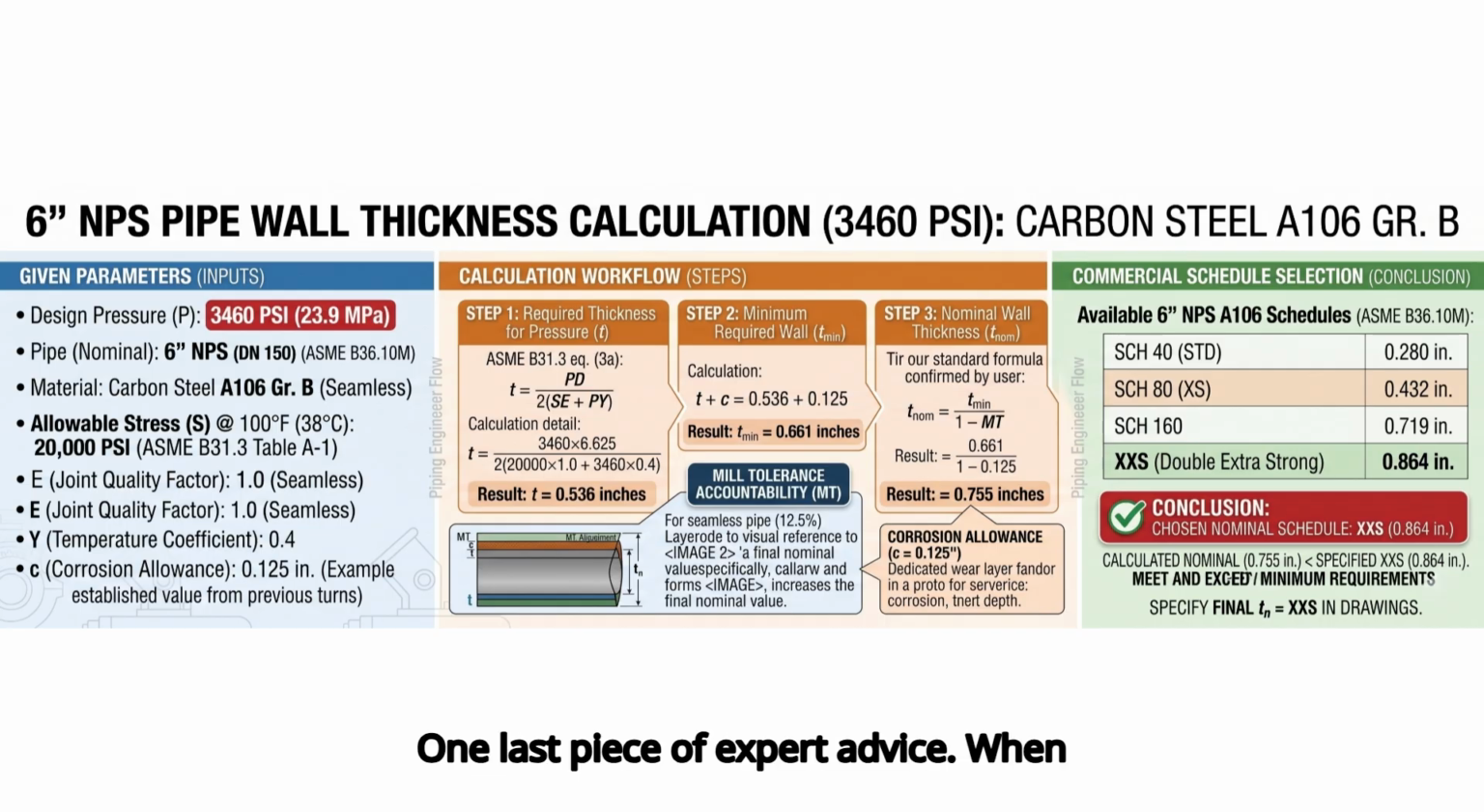One last piece of expert advice: when your calculated thickness falls exactly between 2 schedules, always choose the higher one. The extra cost of the steel is negligible compared to the massive cost of redesigning or failing a hydrotest because you didn't leave enough safety margin.